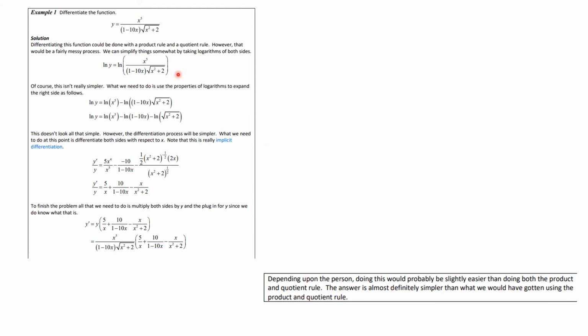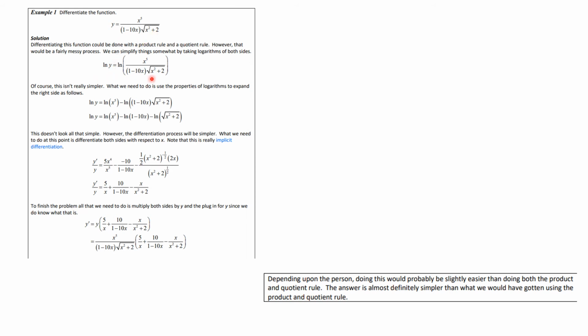Let's look at 2 more examples before we finish this. Now here I'm starting with a function that is y is equal to x to the 5th over 1 minus 10x times the square root of x squared plus 2. The reason I'm doing this is it involves products and quotients. So we start as we did before.